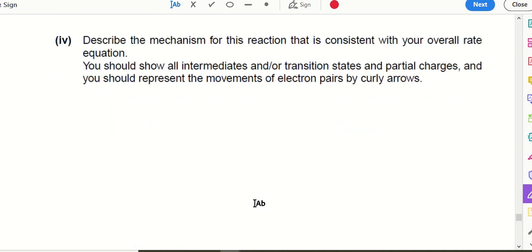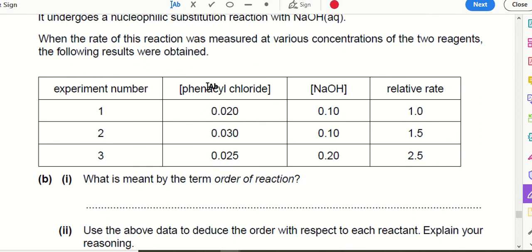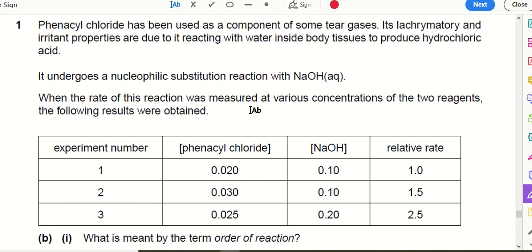Alright. So describe the mechanism for this reaction that is consistent with your overall rate equation. You should show all intermediates and all transition states and partial charges. Now this one is back to your AS chemistry. You have a phenyl chloride, which is actually a halogenoalkane, and then you have sodium hydroxide. So this is a nucleophilic substitution of a halogenoalkane.